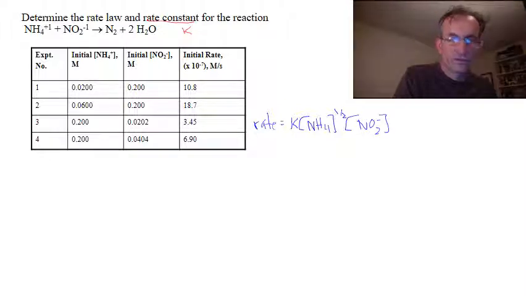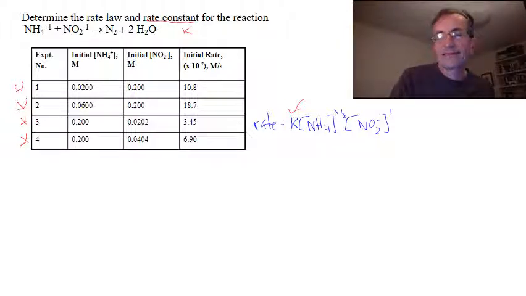I think that one was to the first power. So we know those exponents now, but we don't know what K is. So we're going to do a little math. We're going to plug in our values, and you can use any experiment you want, the numbers from experiment 1 or 2 or 3 or 4. Plug in the numbers they gave you and solve for K.